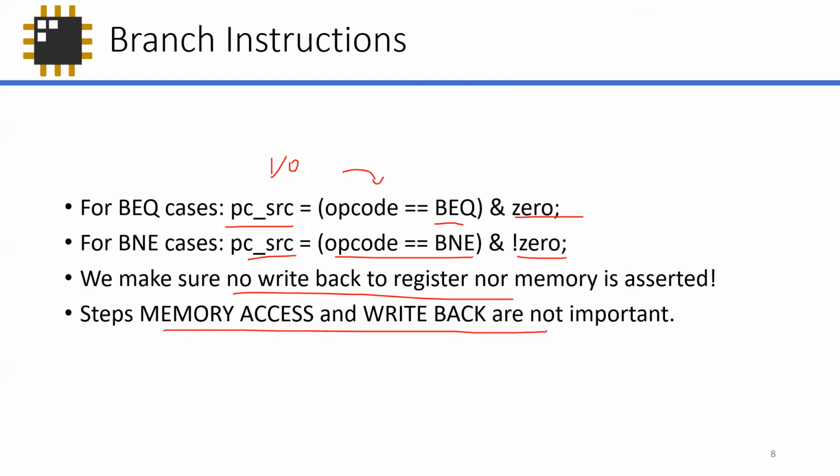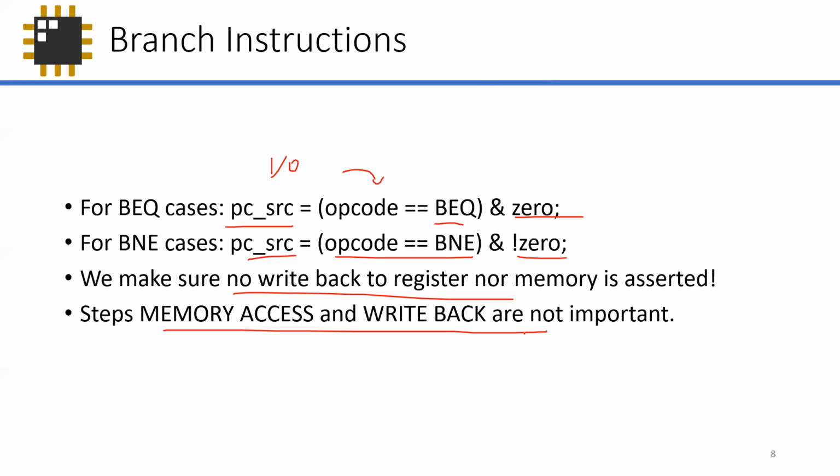Steps for memory access and write back are not important, because immediately after executing the subtraction in the ALU, you just have to specify if you're going to take the branch or not. So change the PC source or not. That's it. Any questions on the branch? I hope it's also clear for you. If you have questions later, we can discuss them.